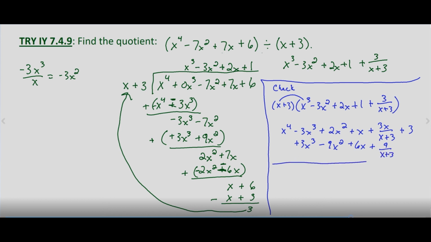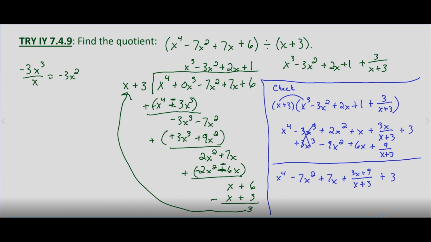Then I'm going to add these. So I end up with x to the fourth. The cubed terms cancel. Negative 3x cubed plus 3x cubed is 0. 2x squared minus 9x squared is minus 7x squared. x plus 6x is 7x. And then this ends up being 3x over x plus 3 plus 9 over x plus 3 is 3x plus 9 over x plus 3. And then I have this plus 3 over here still.